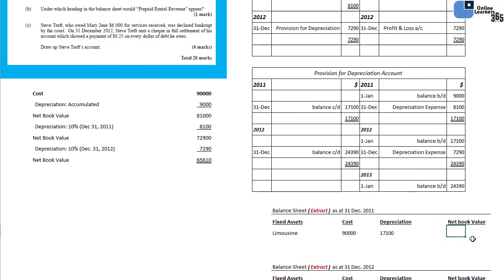And what would be the net book value? Now the net book value would be the cost, which is 90,000, minus or subtract or deduct the balance on depreciation, 17,100. That would give us 72,900. Again, we did that working before.